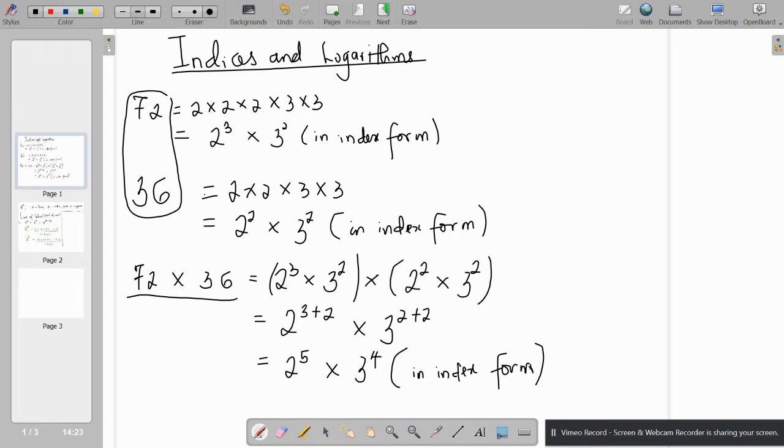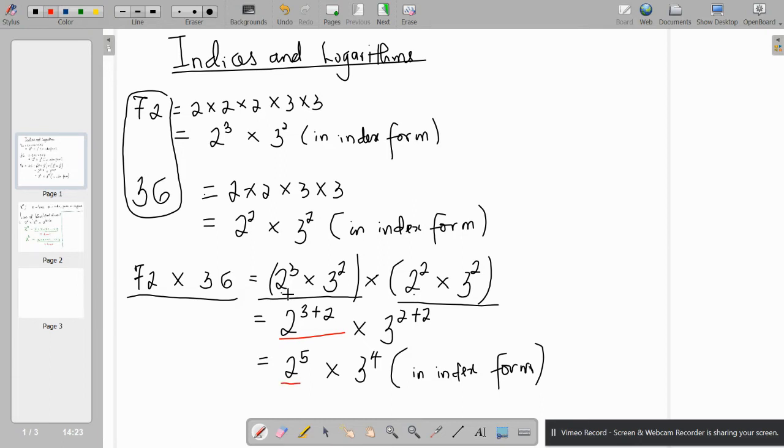Now, we have 2 raised to power 3 times 3 raised to power 2 in the index form, that is 72 written in the index form. And we have 36 written in the index form as 2 raised to power 2 times 3 raised to power 2. Now we have here 2 raised to power 3, and at this other point here, we have 2 raised to power 2. And combine them together, we have 2 raised to power 3 plus 2, which is equal to 2 raised to power 5.